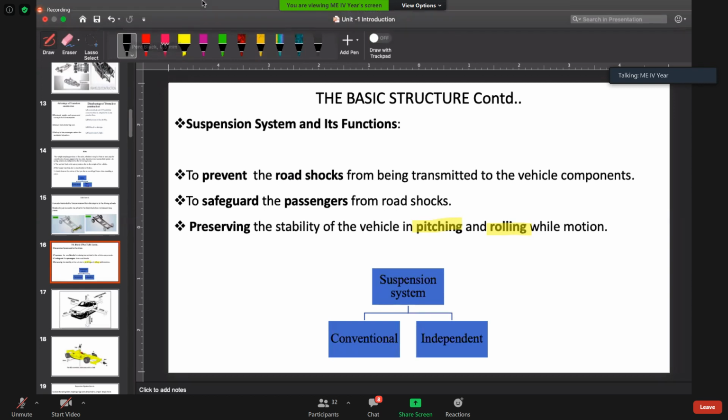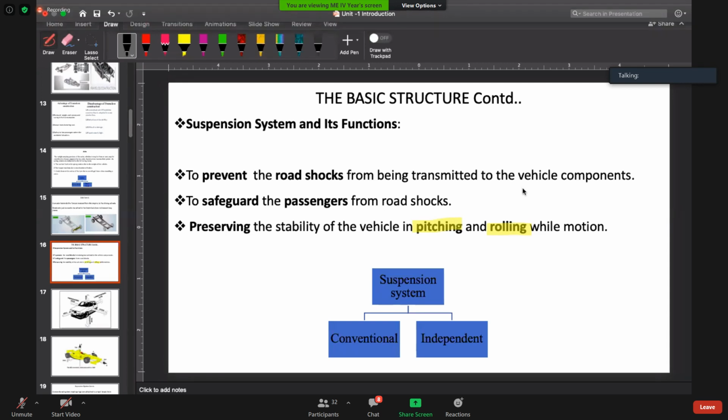Anyone in the classroom? I want the other students also to participate in the discussion. Your theory of machines subject is over. In theory of machines, you have studied things like degrees of freedom. So there you might have studied what is pitching and what is rolling.